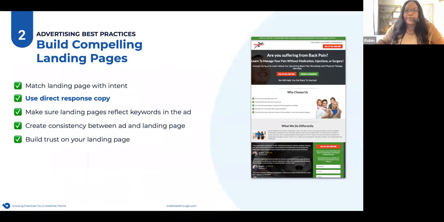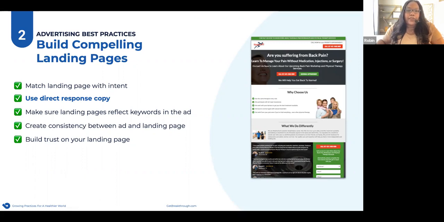And that brings you right into building a compelling landing page. So again, make sure you match that landing page with intent. It could be as easy as, if you're saying physical therapist in your ads, you want to make sure that is on your landing page. If you're saying physical therapy in your ads, you want to make sure that is on your landing page, because that's going to really help Google rank. And the better your quality score is, the more leads you get.